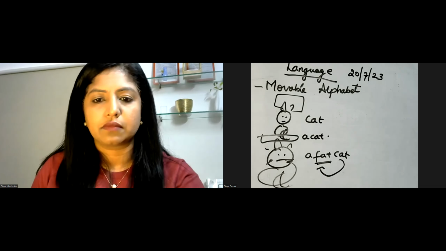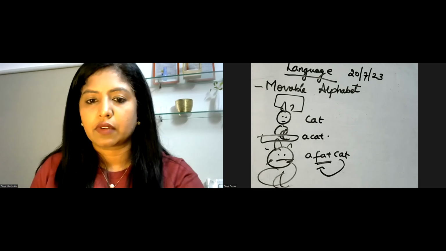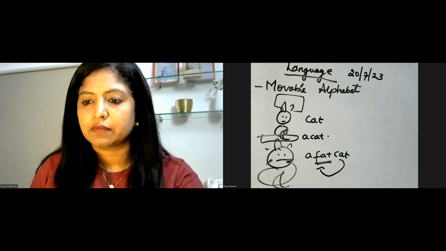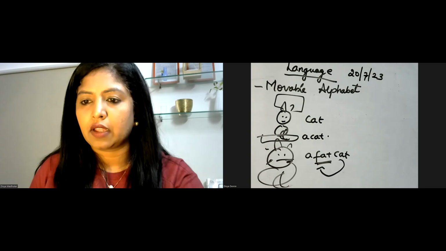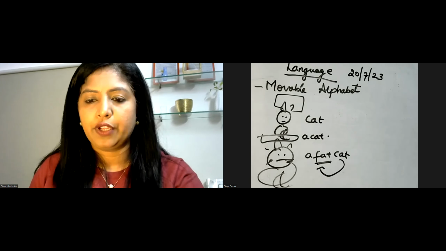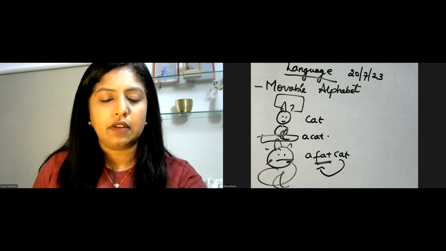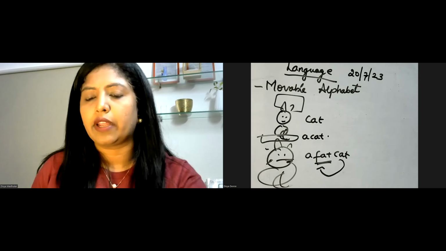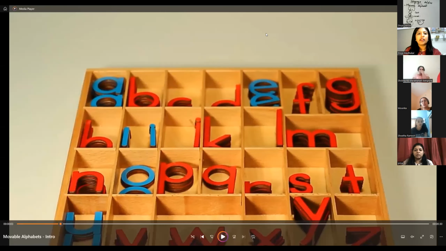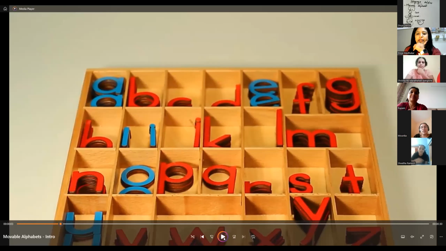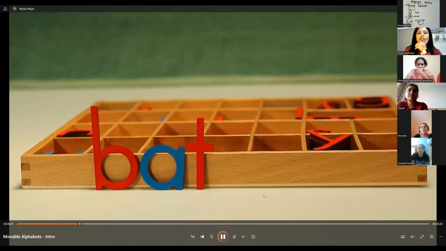These are small wooden movable alphabets. Okay. Here we go. Can you see? Can you see the movable alphabet now? Yes, ma'am. This is a very traditional one.